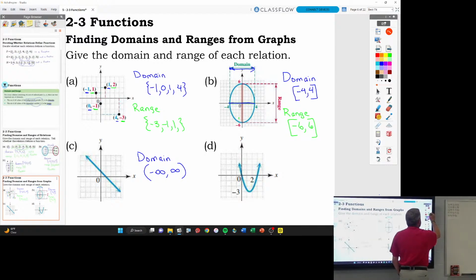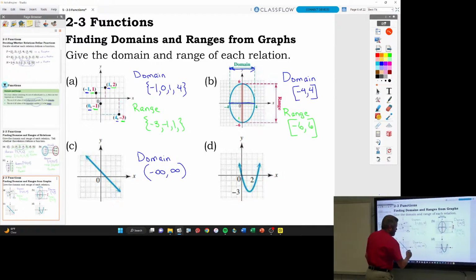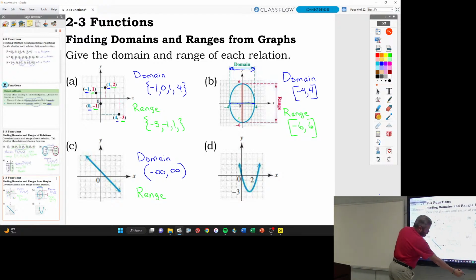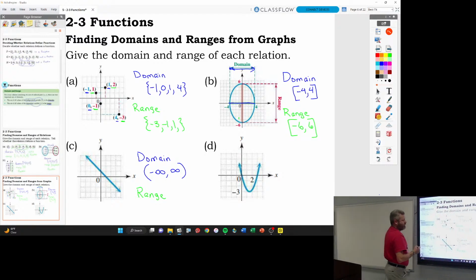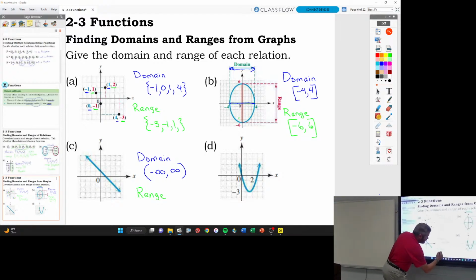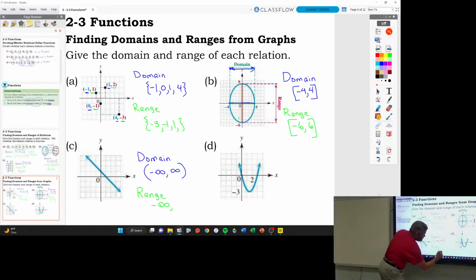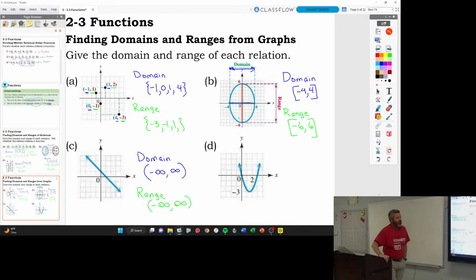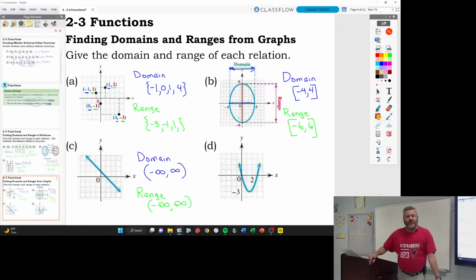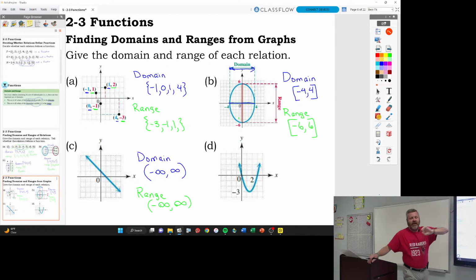Range, same conversation. The range of this data, to the right, it's going down forever. To the left, it's going up forever. So since it goes up forever and down forever, the smallest value is going to be negative infinity, and the largest value positive infinity. And again, since we don't know exactly the value of infinity, we will use parentheses. So the range is every number, goes down forever, negative infinity, goes up forever, positive infinity, and everything in between.